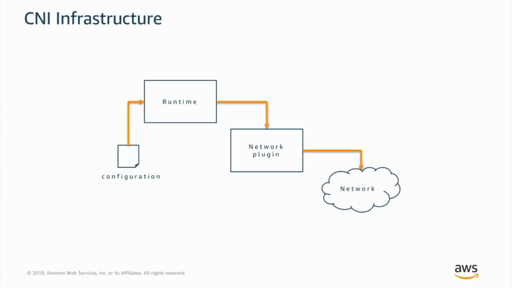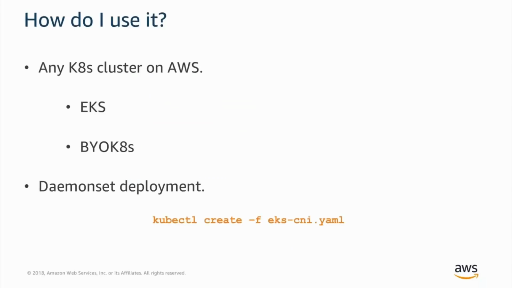Here's the general schematic of CNI. When the kubelet running on a worker node starts, it queries the CNI specifications. In terms of EKS, it runs the AWS CNI plugin. Once you have that running, it gives you those CNI capabilities that I spoke about earlier. In order to run it on other Kubernetes implementations, all you need to do is run that VPC CNI plugin as a daemon set.